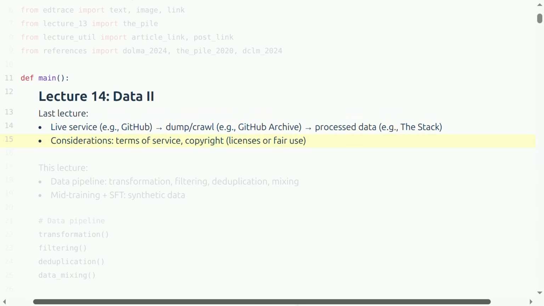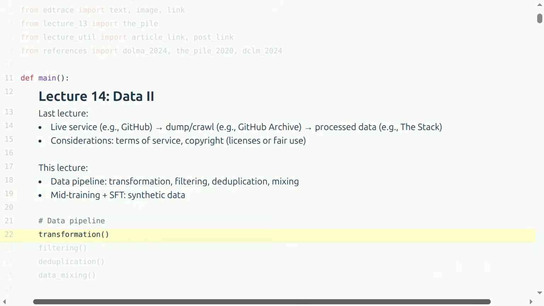And we also talked about various societal considerations, terms of service, copyright. You have to either get a license or appeal to fair use. So there's a lot of complexity that goes into data. So today we're going to look more at the data pipeline, from transforming the data, filtering the data, deduplication, and mixing. And then we're going to top it off by talking a bit about post-training data, in particular how folks are using synthetic data these days.